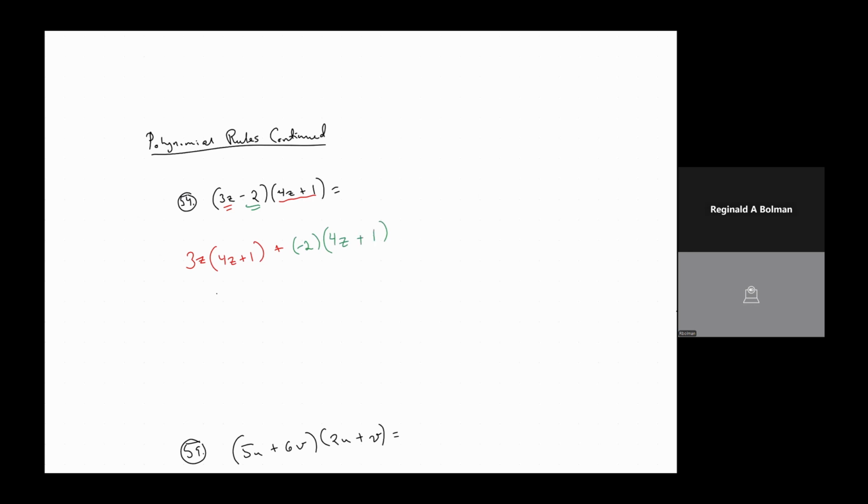And regardless of how complex my polynomial multiplication problem might be, I'm still just following the same procedure. I'm going to start with taking whatever my first term happens to be within my first set of parentheses. I'll multiply it across the entire quantity that's listed in the second set of parentheses, in this instance, 4z plus 1. And then I'll take my second quantity, whatever that happens to be, in this instance, my -2.